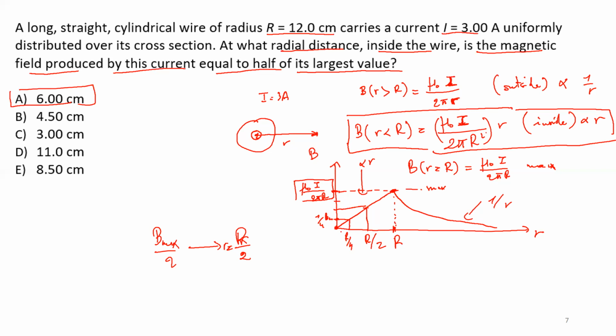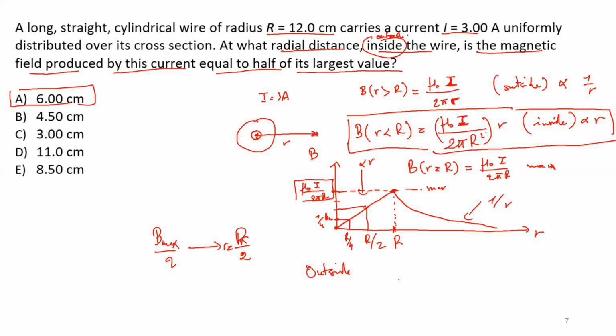Now, this is inside. In the exam, I can ask you inside, of course, but I can ask you outside as well. Now, the question is very simple. At what radial distance, same question, but now outside the wire? I just replace this inside by outside. Is the magnetic field produced by the current equal to half of its largest value?